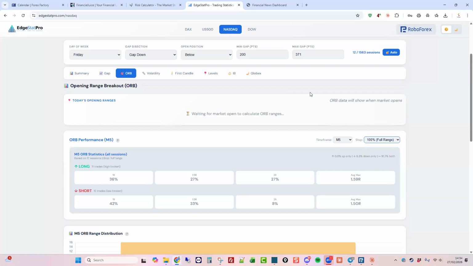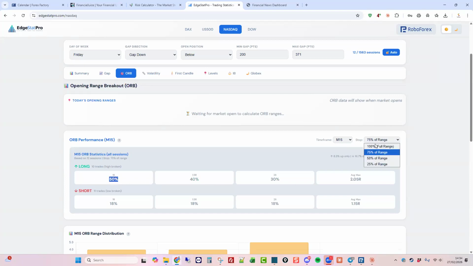Statistically, these don't hit. So we don't. 15 minutes though, yeah. And if we change our stop loss size to 50%, we still have a 50% chance of hitting a 1.5R. 75%, we're going to hit 50. 100%, we're going to hit 70. So the thing to do is use the opposite side of the range on the 15-minute ORB today and go long. Statistically, that's the best thing we can do.